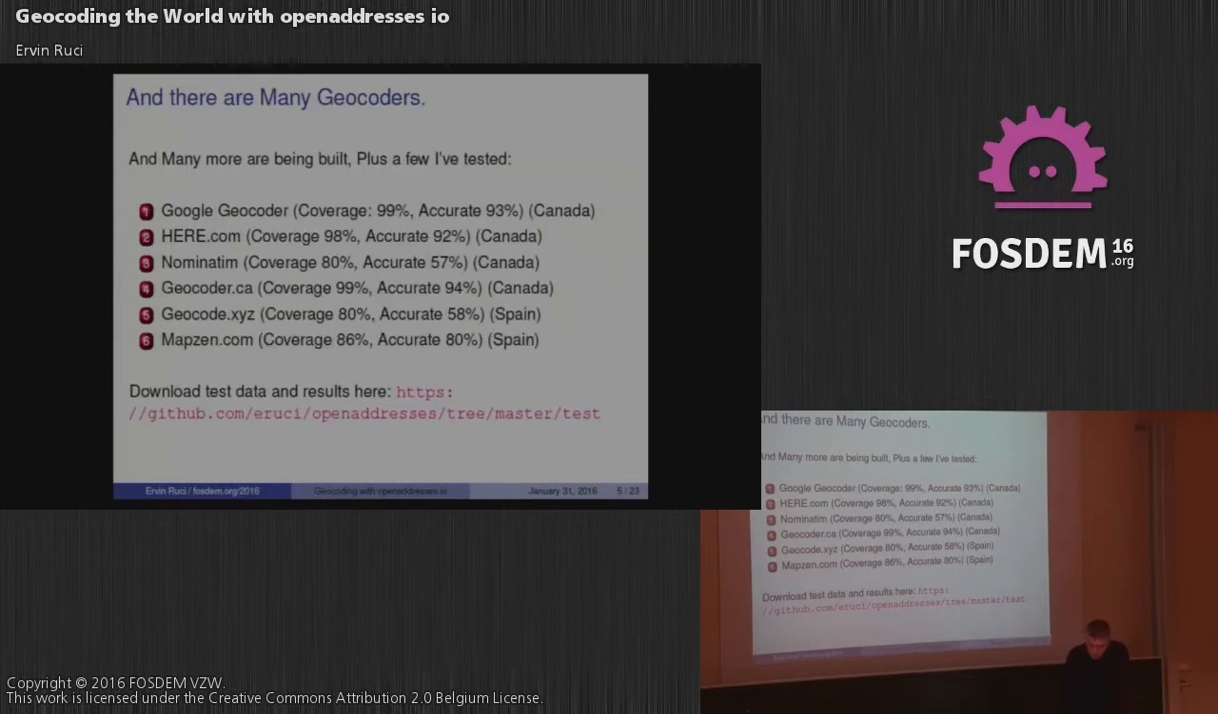So there are many geocoders in the world that people have built over the last 10 years, I think, which is when this became popular, because before there was Google Maps, not many people bothered with this too much. I have tested a few of them, and the test and the data are located at this address there.